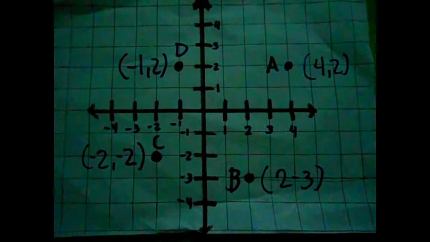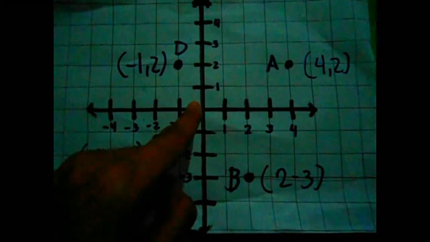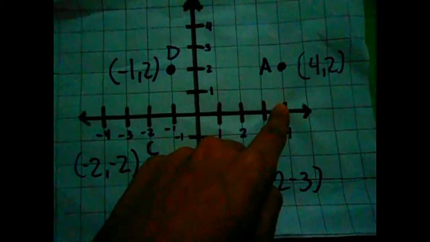For the point positive 4 and positive 2, you would start at the origin, the spot where the axes cross. So this is the origin where the axes cross. Then count 4 on the x-axis: 1, 2, 3, 4, and then count up 2 moving parallel to the y-axis: 1, 2, and make a dot, so we get point A.